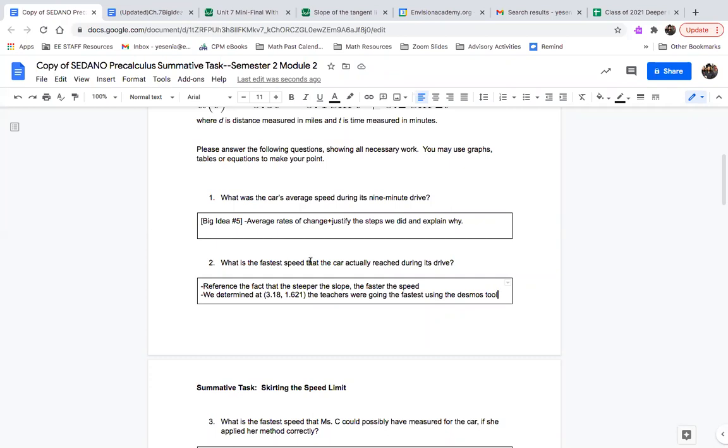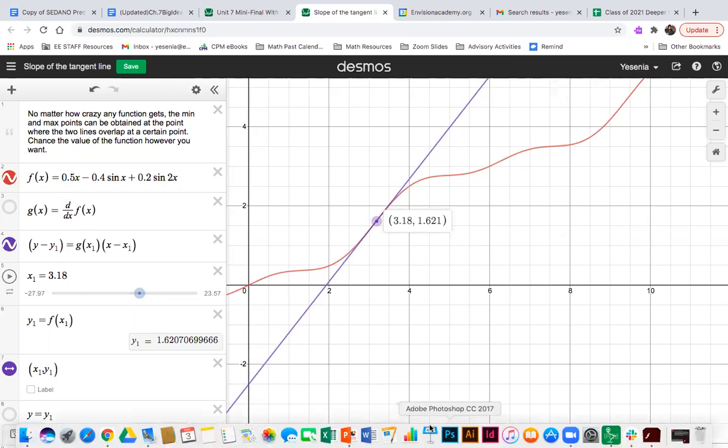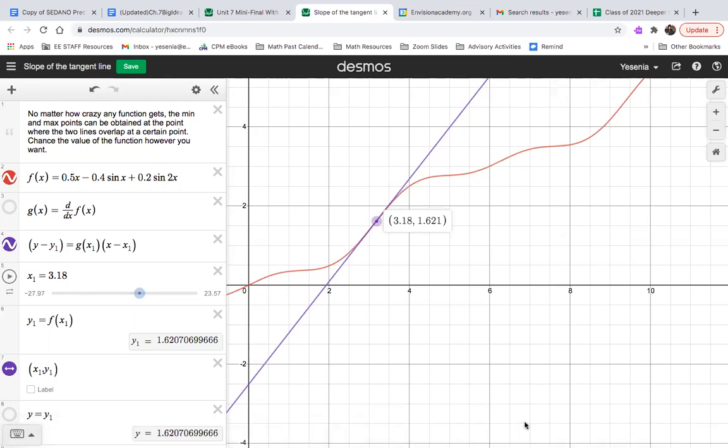We still need to find the fastest speed. Similar to how we did for number 1, we need to come up with an answer that has miles per hour in it. Because for number 1 we were looking at average speed, what are we going to be looking at here? I want to figure out the speed at x equals 3.18 minutes. What's a big idea I could use? I want to figure out at that exact point in time how fast the teachers are going. Let's see if anyone knows in the chat.